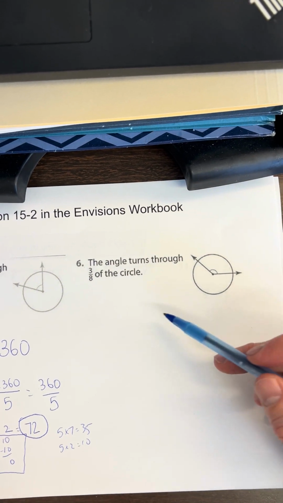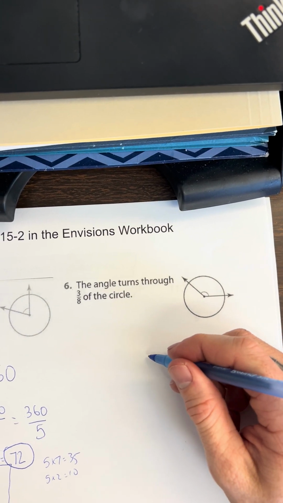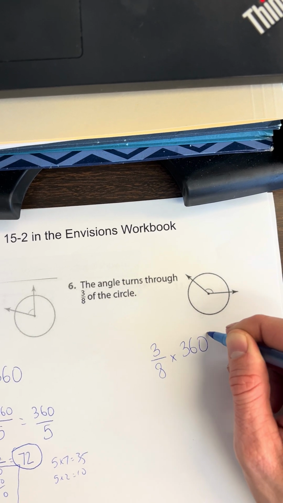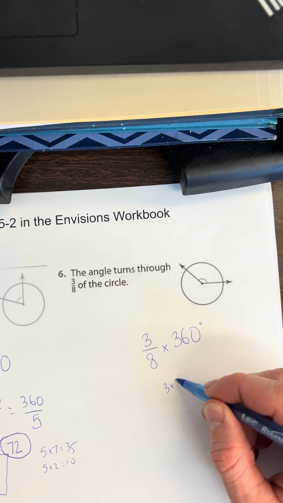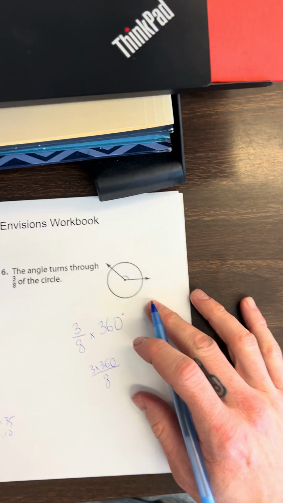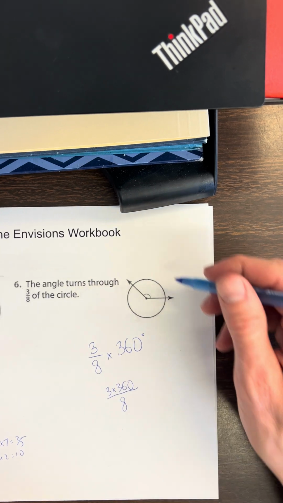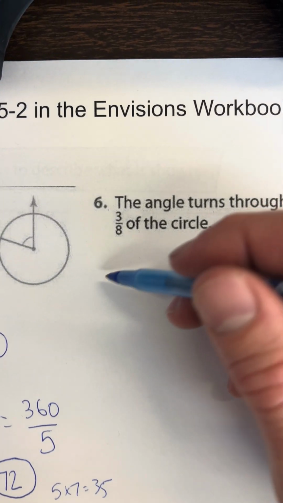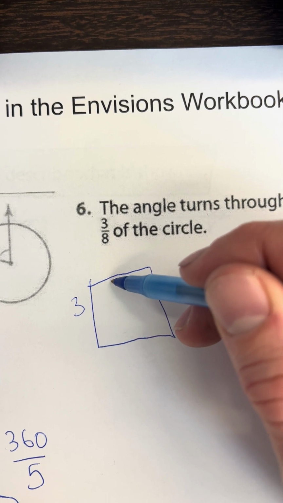All right, sometimes we get asked about numbers that are not a unit fraction. It doesn't always have to have 1 at the top, but it's the same thing. 3/8 times 360 degrees. So I multiply 3 times 360 over 8. I know some of us were saying we kind of forgot that multiplication, 3 times 360. I really like the area model, 3 times 360.